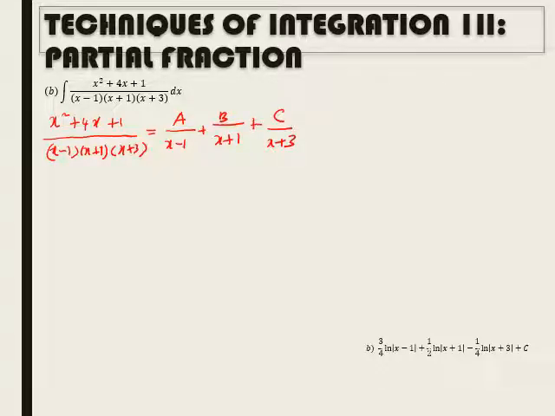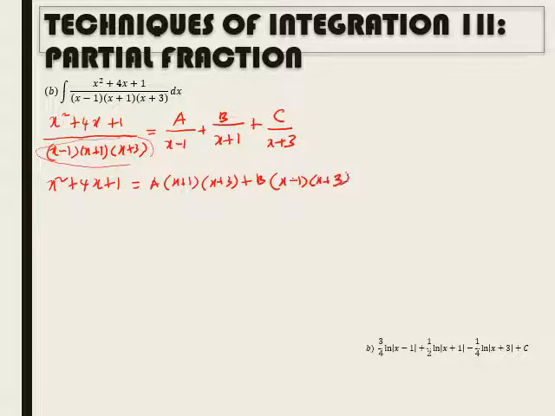So we need to multiply everything by the denominator here. So x squared plus 4x plus 1 is equal to a(x plus 1)(x plus 3) plus b(x minus 1)(x plus 3) plus c(x minus 1)(x plus 1). And then we need to find a, b, c.